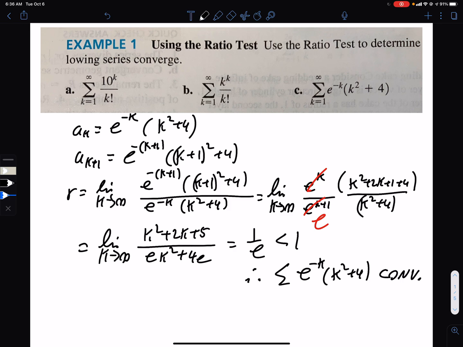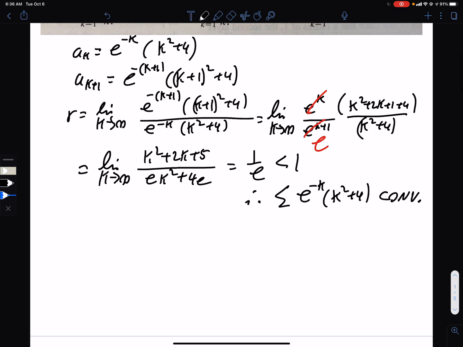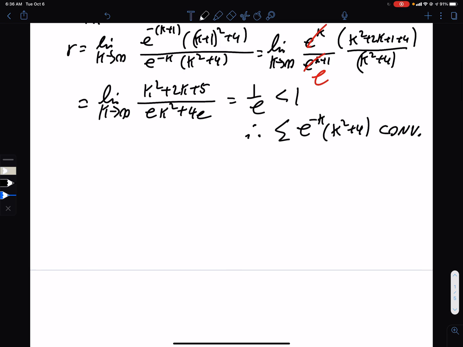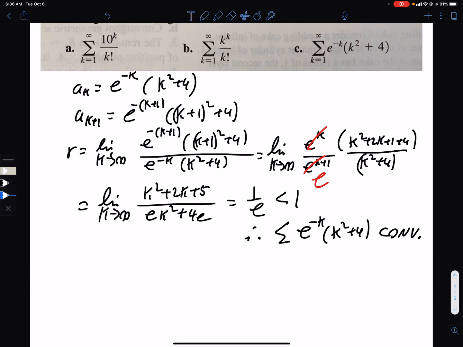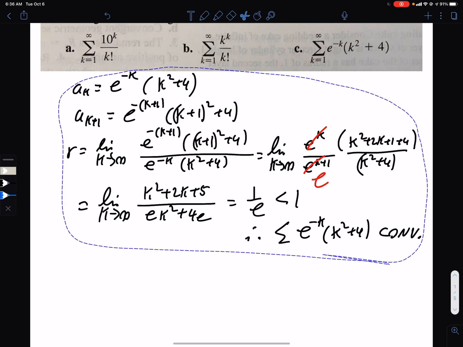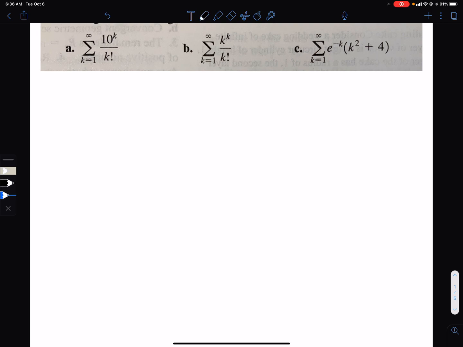Now, we didn't have one that was inconclusive. We'll probably want to do one of those, so let's do a situation where this test doesn't work, and you'll see. So one last example.